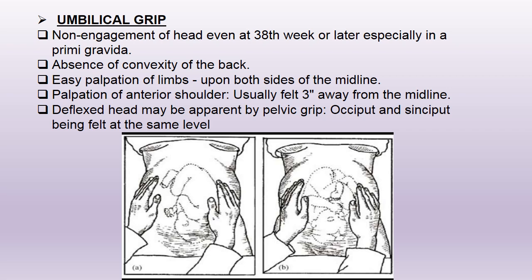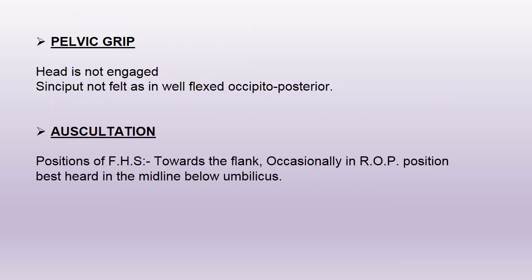Palpation of the anterior shoulder is usually felt 3 inches away from the midline. Deflexed head may be apparent by pelvic grip, occiput and sinciput being felt on the same level. Pelvic grip: head is not engaged, sinciput not felt as in well-flexed occipito-posterior position. Auscultation: position of FHS towards the flanks, occasionally in right occipito-posterior position, best heard in midline below umbilicus.